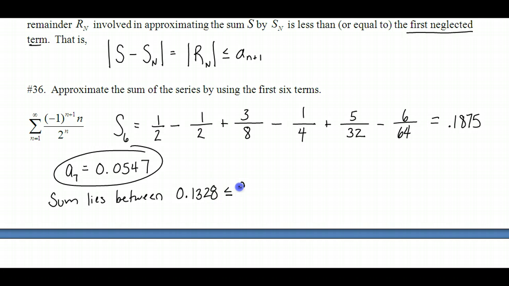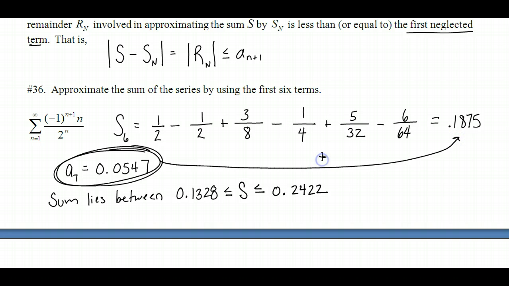That's less than or equal to the actual sum. And then if I add it to this, I have 0.2422. So again, I added my first neglected term. I added and subtracted it from my partial sum of the first 6 terms. And it's because that remainder theorem tells us we have to take into account that first neglected term.